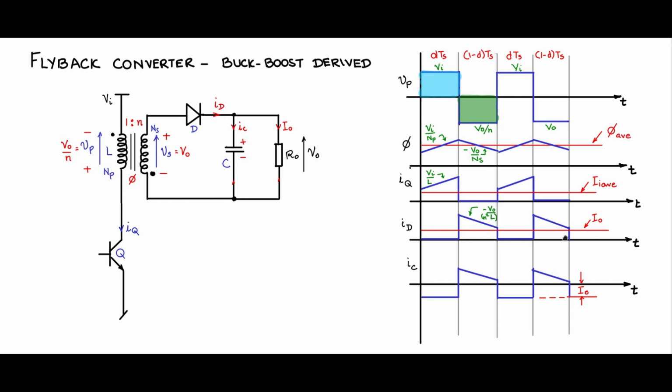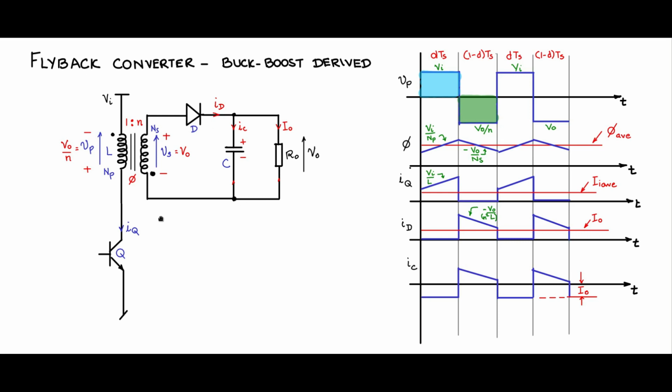The average of ID will be I naught, like before in the case of the buck boost converter. The current wave shape of the capacitance will remain unchanged, of the same shape and amplitude, because in the output portion we have not changed anything.